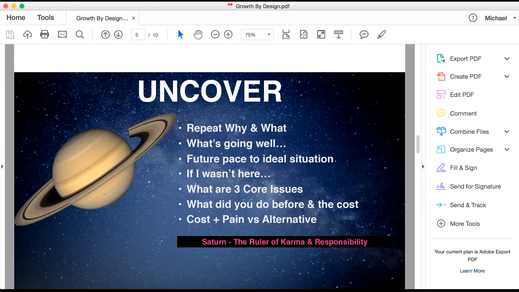Saturn, I love this, the ruler of karma and responsibility. So here's the karma and responsibility in this part. You can do a whole lot of NLP and really mess with people's heads, but it's going to come back to bite you. That's bad karma. But you have a responsibility to tell people the truth of the situation.